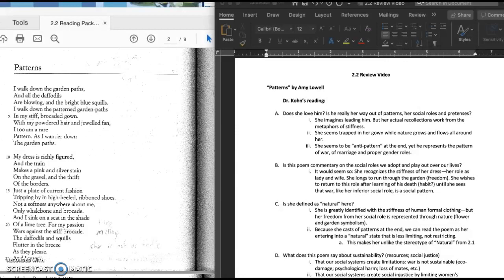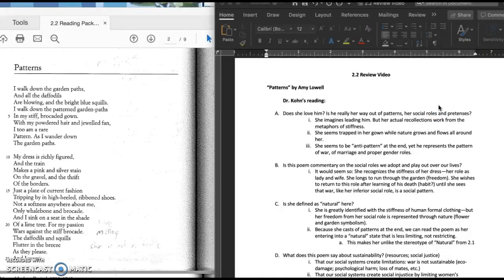Okay, and the other thing that we're looking at here coincides with social justice, and that is simply, are people defined as natural, and does that empower them or work against them, right? And so those are our big issues, sustainability and being defined as the natural. Let's leap right into Amy Lowell's Patterns.